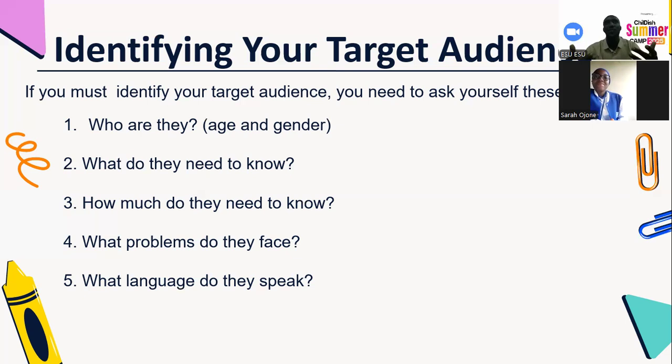So now, what do they need to know? You want to tell a child about Superman, what do they need to know? You have to tell them that Superman is a strong superhero. He has a weakness, because you have to create a weakness in whatever content you're writing. You have to create a weakness for your character.